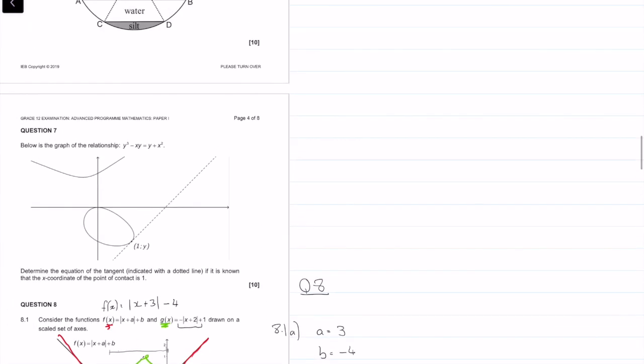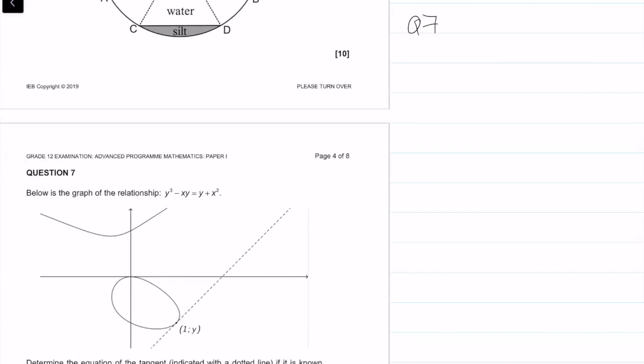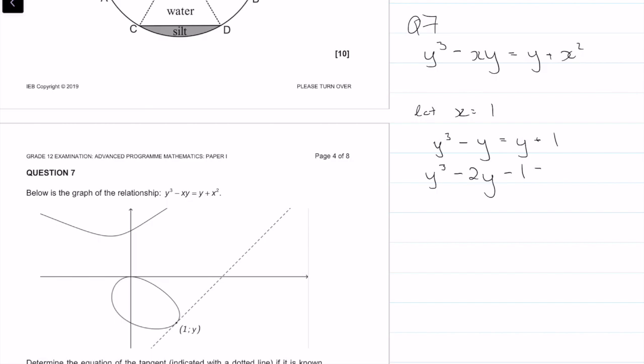Let me start it here. So let's do question 7. Basically what we need to start off with is, what is our equation? Our equation is y cubed minus xy is equal to y plus x squared. We know the x-coordinate, so let x be equal to 1. If x equals 1, we have y cubed minus y is equal to y plus 1. So that's y cubed minus 2y minus 1 is equal to 0.